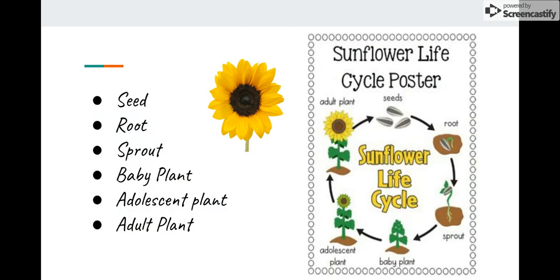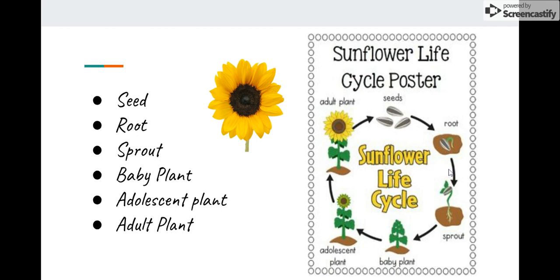So this is a nice little picture that shows each different step that a sunflower goes through. So first, the sunflower starts as a seed. You might know what these seeds look like because these ones are edible. You might have these at a baseball game or during the summer. But then, if you look at the arrow, it then goes into a root.